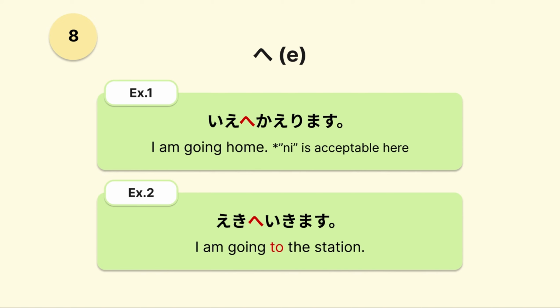Example 2. 駅へ行きます。I am going to the station. We can also use ni, 駅に行きます, as I am going to the station as well.